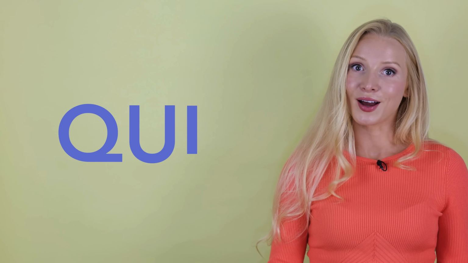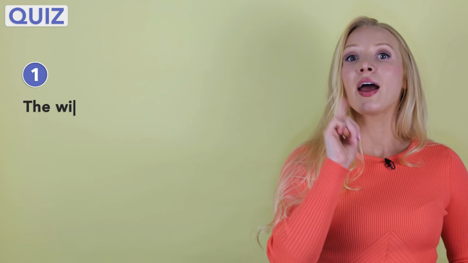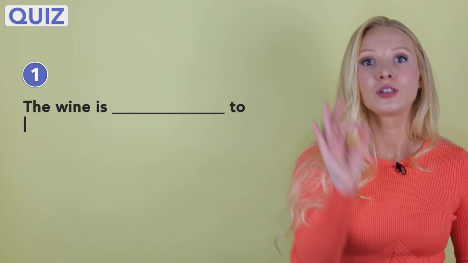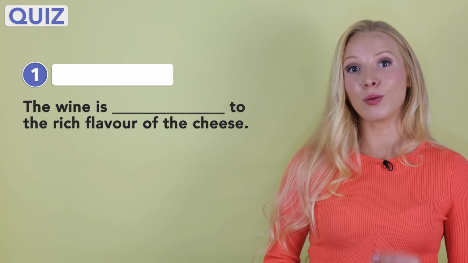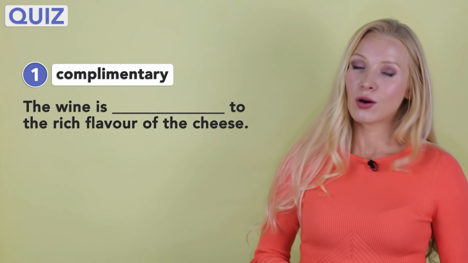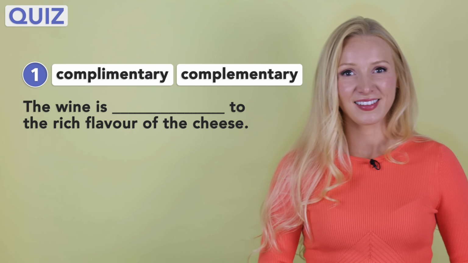Okay, we've covered our 12 confusing adjectives. So now it's time for a quiz. Make sure you share your answers in the comments section. There are 3 questions. Are you ready? Number 1. The wine is to the rich flavour of the cheese. Is it complementary with I or complementary with E?